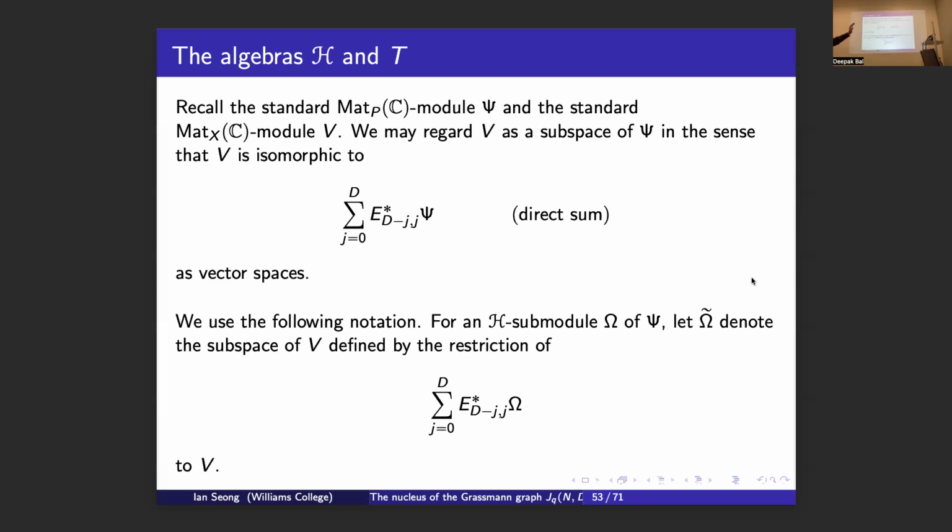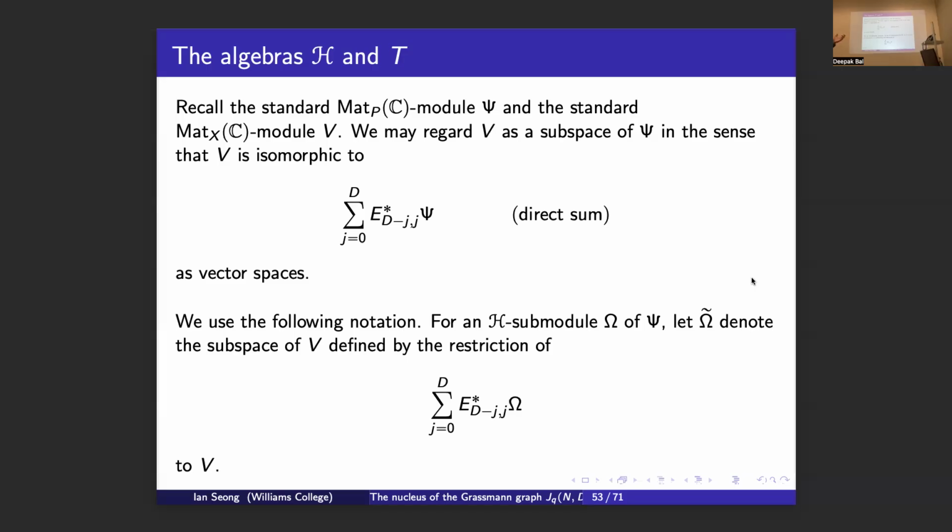Okay, recall the mat-PC module psi and the mat-XC module V. So V can be considered as a subspace of psi in a way that V is only looking at the d-dimensional subspaces over the whole projective geometry picture. Okay, in the sense that V is isomorphic to this expression right here.